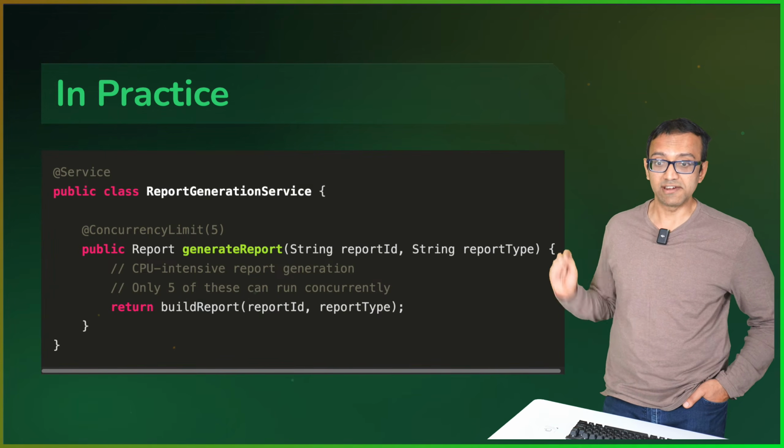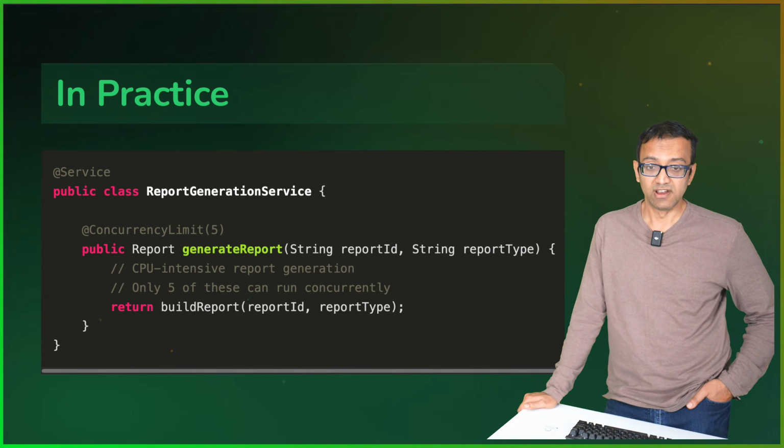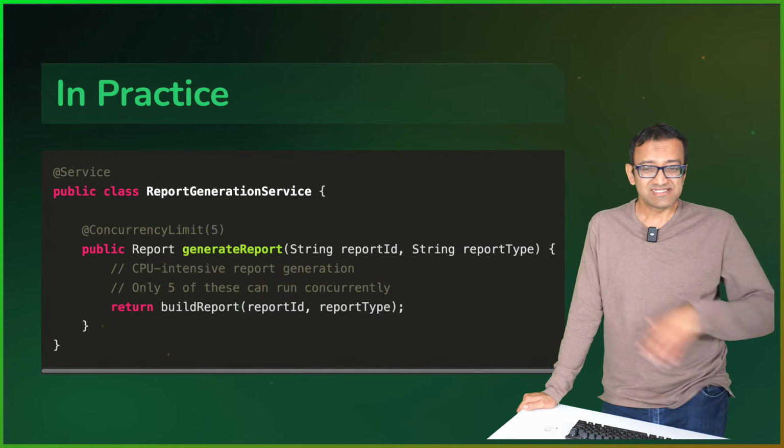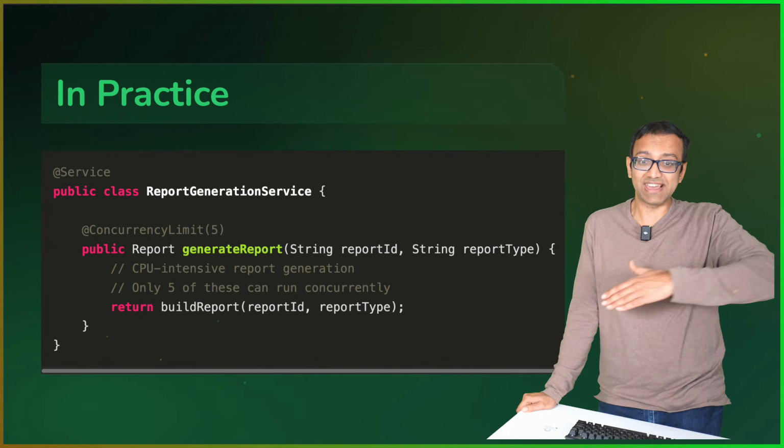So you just stick an annotation on top of it. It's a concurrency limit of 5. So no more than 5, right? Simple. In concept, it's very simple. It's the implications where it gets challenging.